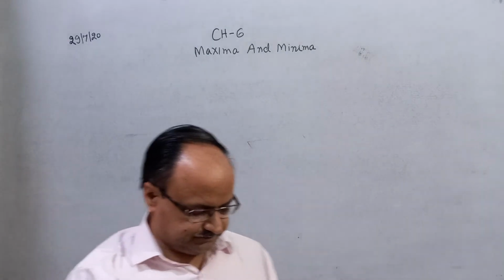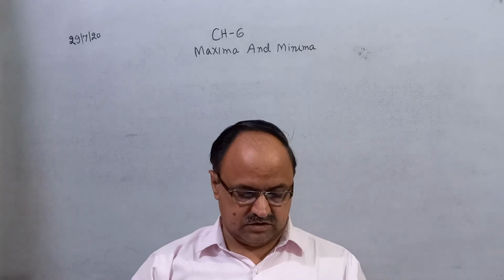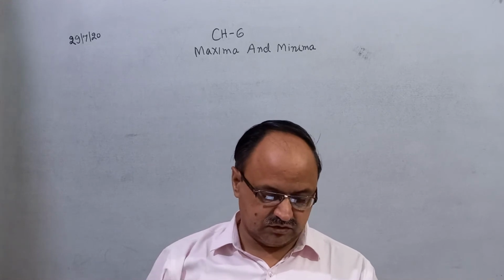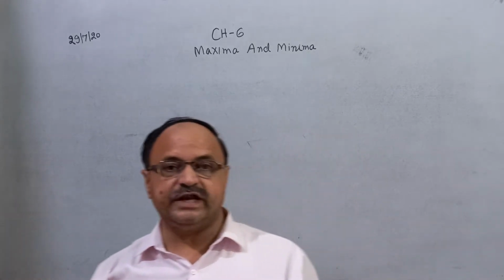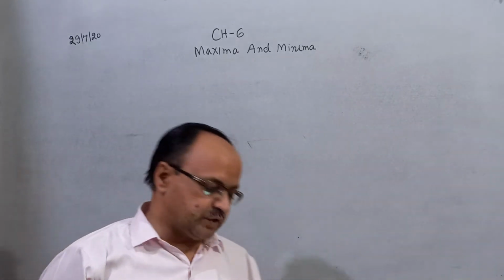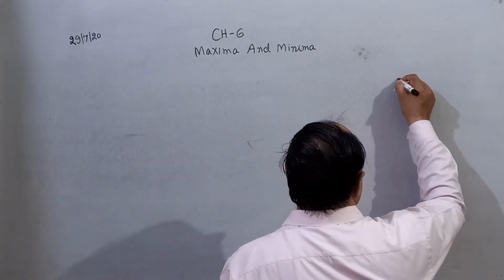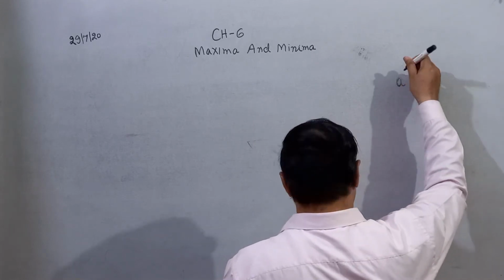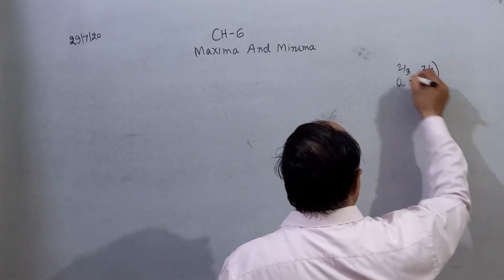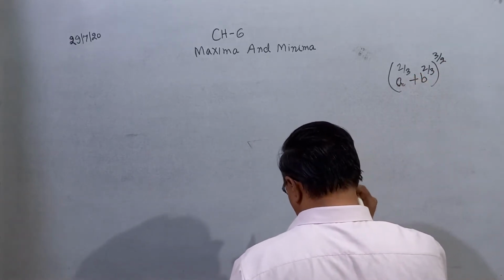Next we solve question number 12. Question number 12. A point on the hypotenuse of a triangle is at distances a and b from the sides of the triangle. Show that the minimum length of the hypotenuse is a to the power 2 by 3 plus b to the power 2 by 3, whole to the power 3 by 2.